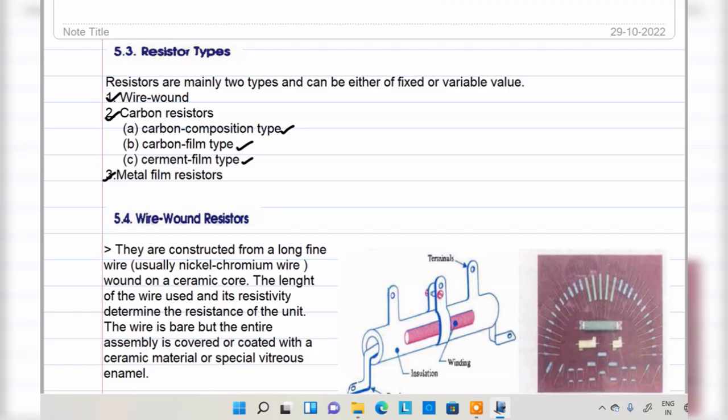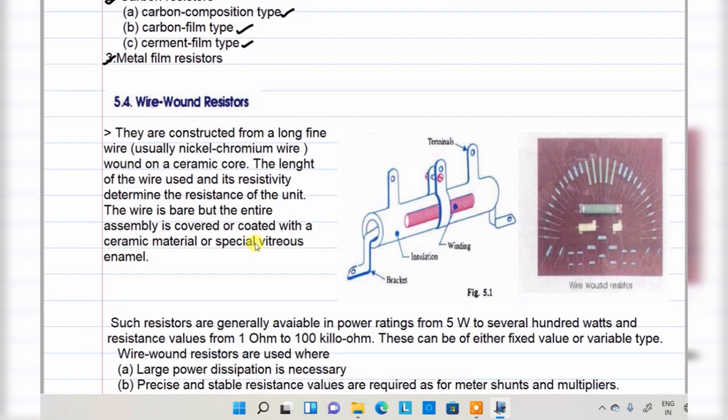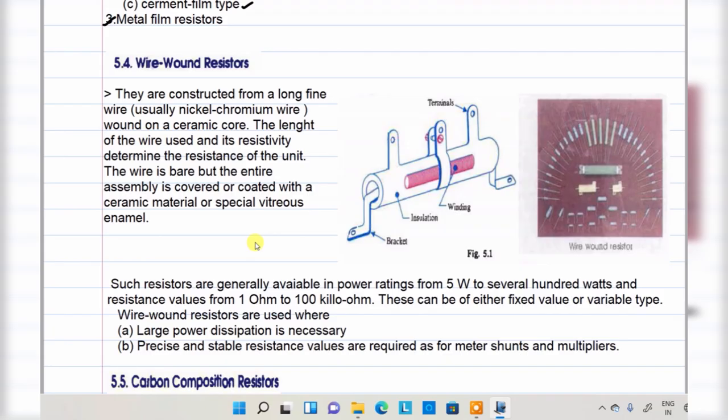Let us see one by one, and what questions are expected from this particular topic. I will explain while going through the different types of resistors. The first one is the wire wound resistor. In your laboratories, while doing experiments, you may know this type of resistor. Just recall it.